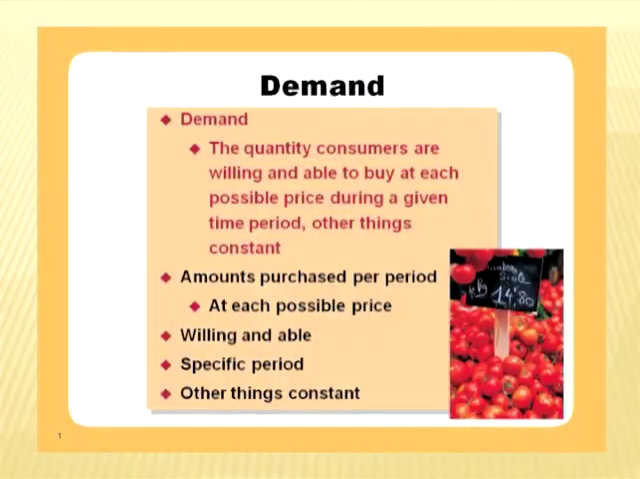So what we're really trying to do is characterize the behavior of the buyers. How do buyers react? And we're going to try to cut that down to the minimum number of variables. And that's exactly what demand talks about. So let's first talk about, well, what is demand? Demand is the quantity consumers are willing and able to buy at each possible price during a given time period, other things constant.